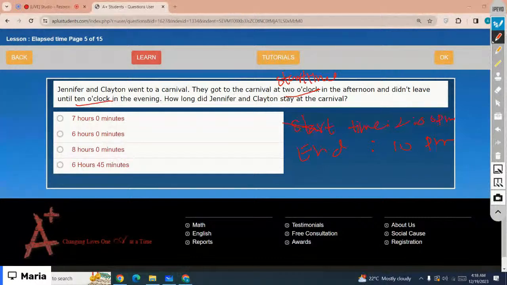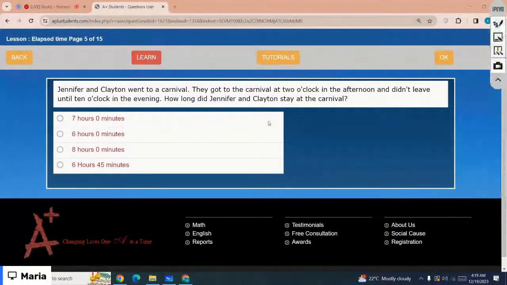You need to count how long they are at the carnival. So yes, that is 8 hours. For 8 hours they are on the carnival. The correct option is 8 hours and 0 minutes. Got it?